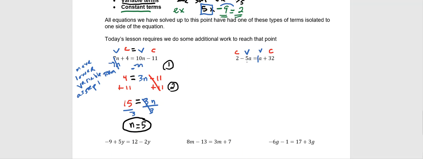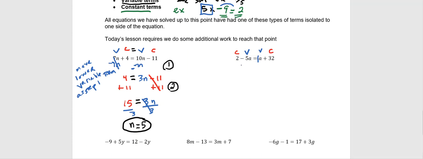Now, which of these has a smaller value? And that's really just a matter of envisioning on a number line which coefficient is a smaller number. Is negative 5 smaller than 1, or is 1 smaller than negative 5? Well, we should all know that negative 5 is a smaller number on the number line. So that's the term I'm going to move.